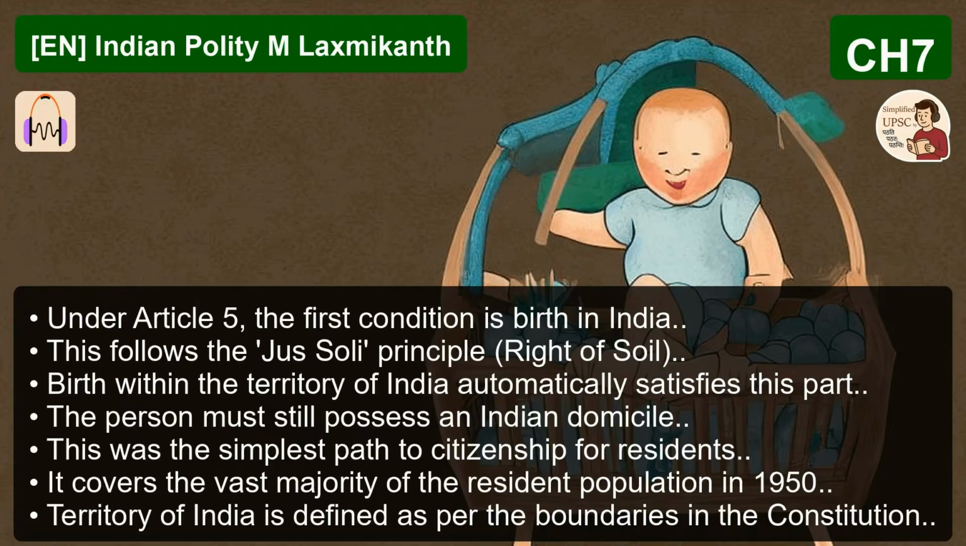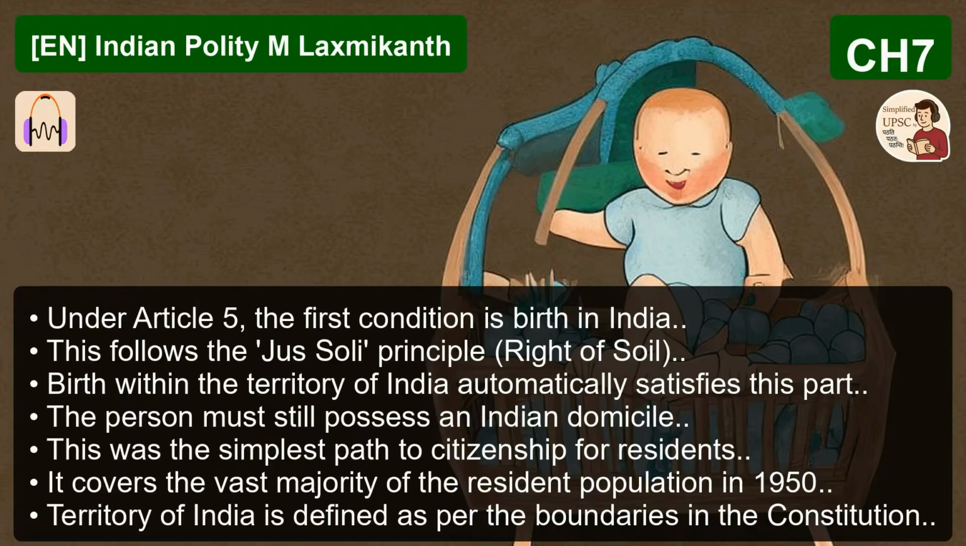Persons domiciled in India. Right, that's Article 5, the general rule. 2. Persons who migrated from Pakistan. That's Article 6 for the refugees. Okay. 3, persons who migrated to Pakistan but later came back. A very tricky but generous provision in Article 7. And finally 4, persons of Indian origin residing outside India. Article 8 for the diaspora.